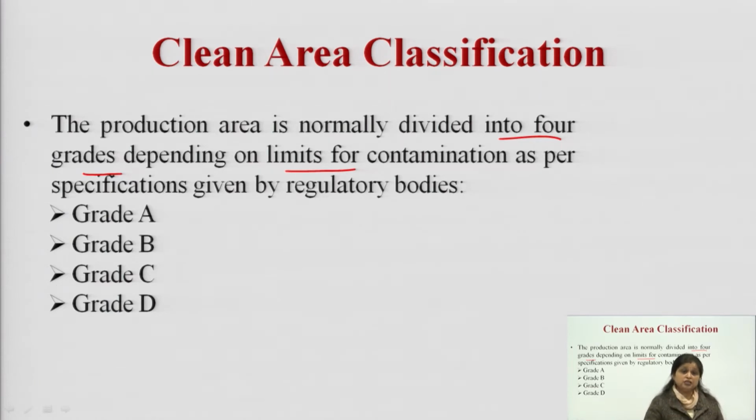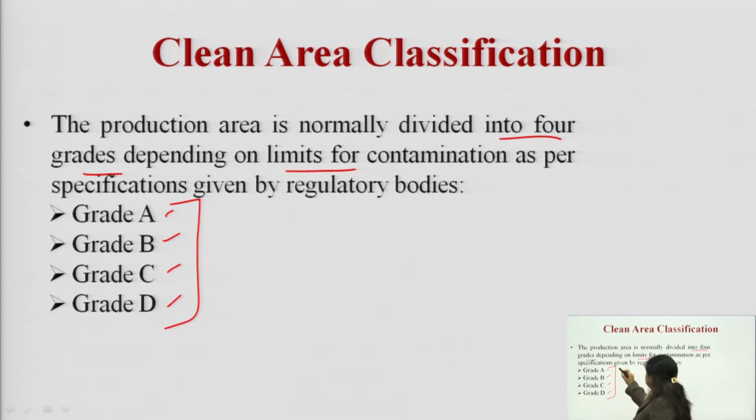The limit of contamination depends upon how many microbes and how many dust particles are there within an area. Depending upon the limits of dust particles and microbes, regulatory bodies have given various specifications and classifications. But the classification we generally use in the pharmaceutical industry, in pharmacy, is grade A, grade B, grade C, grade D. We also call it class 100, class 1000, class 10,000, class 1 lakh.